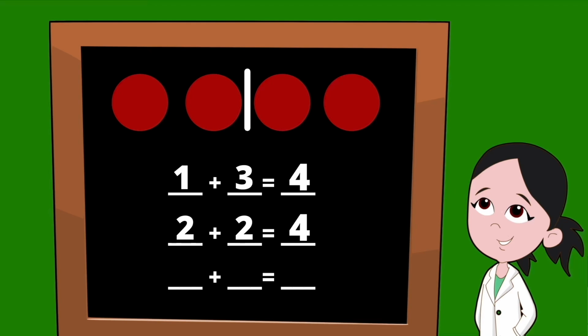For our third set of partners, we're going to move that line over 1 more dot. Starting with the number of dots on the left, our first partner would be 3. And the number of dots on the right make our second partner a 1. 3 plus 1 equals 4. And there you have it. Those are our 3 sets of partners for the number 4. 1 and 3, 2 and 2, 3 and 1. These are all the partners for the number 4.